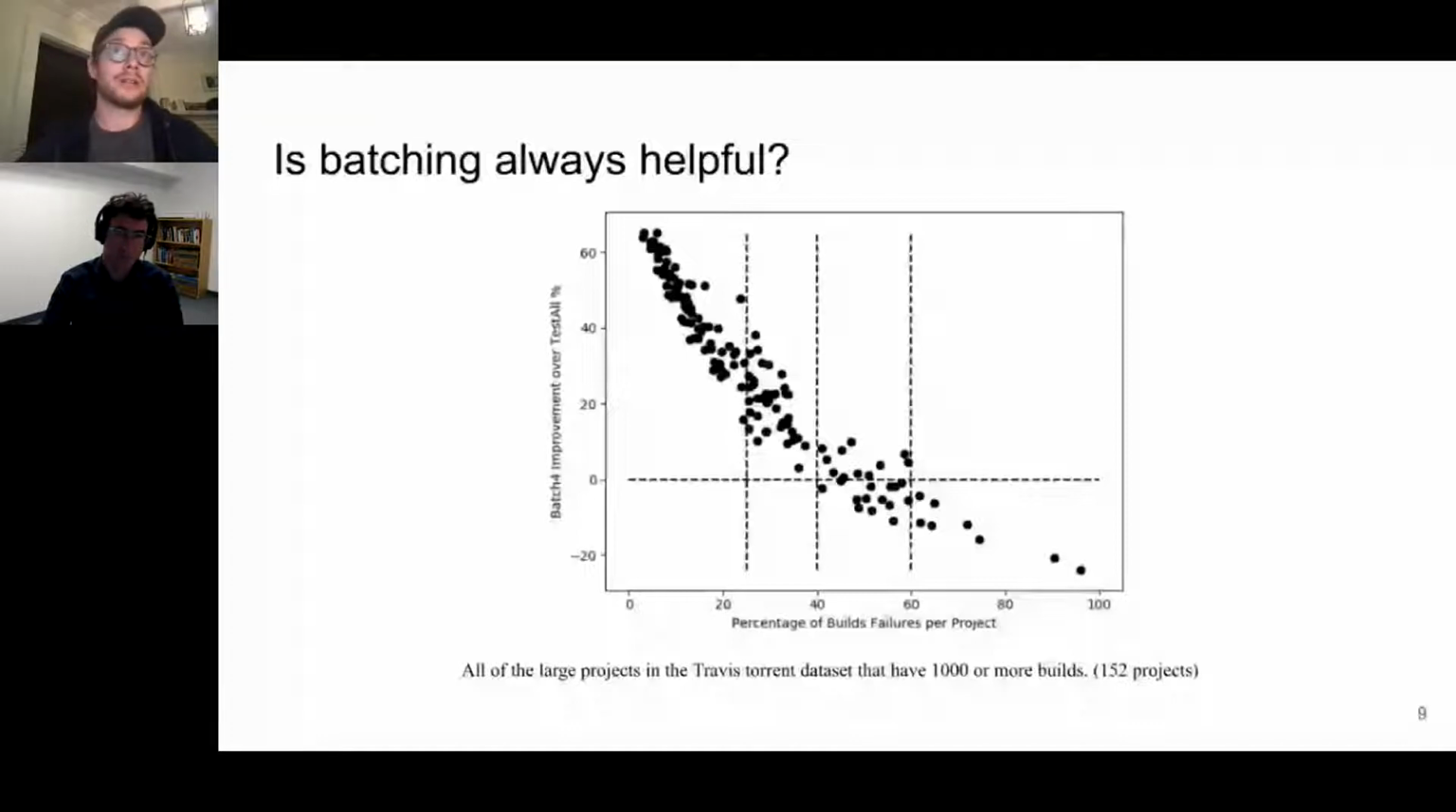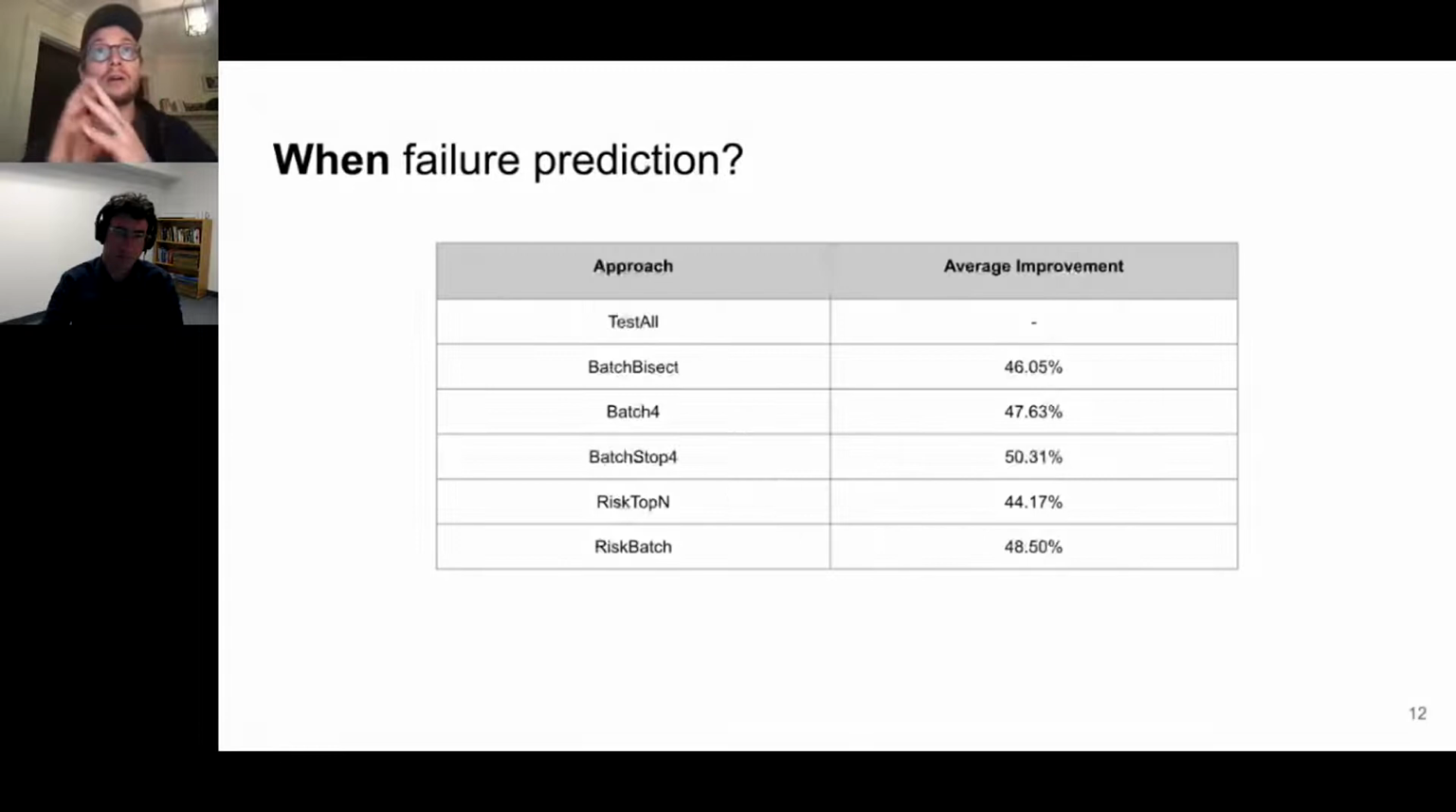Unfortunately, and this maybe is just because there are a lot more sophisticated models than the one we used in the paper, it was actually less effective than just using batch stop 4. So doing bisection and then stopping once you got to 4 commits left. And so, I'd love to see people who have more experience with risk batching, commit risk models, try to see, can we actually group things into combinations that reduce the number of executions.